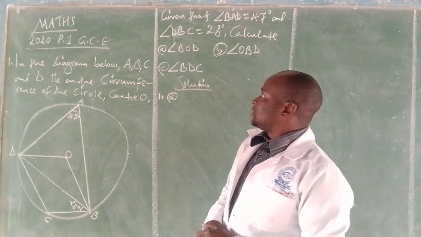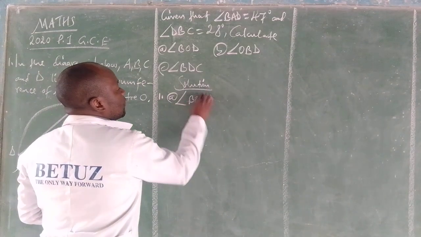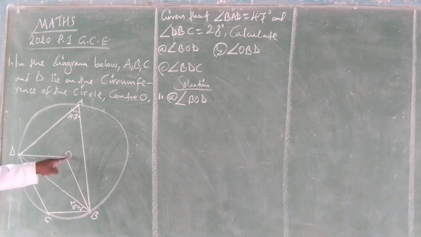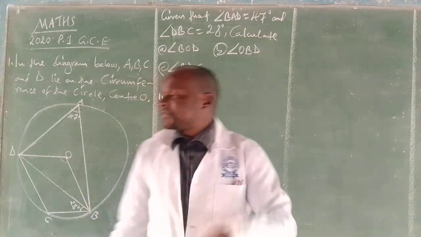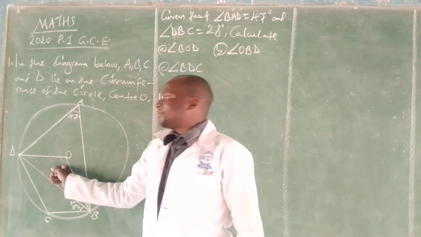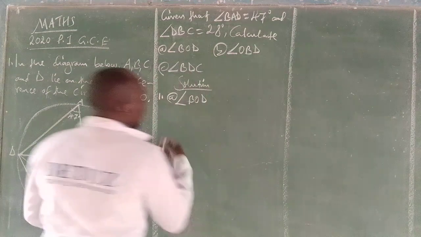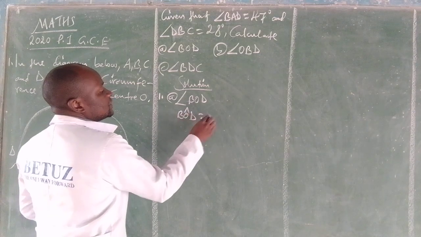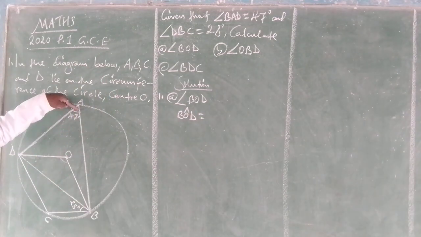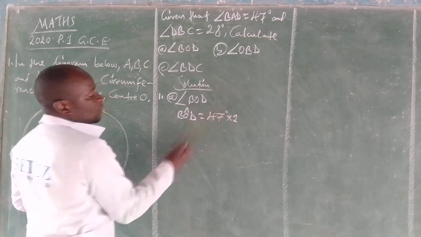So, in the first question, we are required to find angle BOD, which is this angle here. So now, to find this angle here, we are going to consider a rule which says the angle at the center is twice the angle at the circumference. So it simply means angle BOD is equal to the angle at the circumference, that is 47 degrees, multiplied by 2, because it is twice.